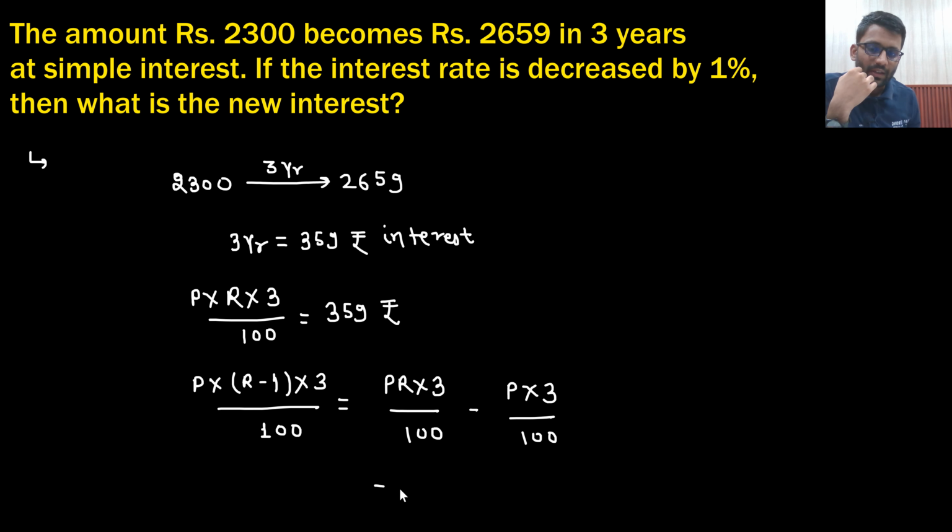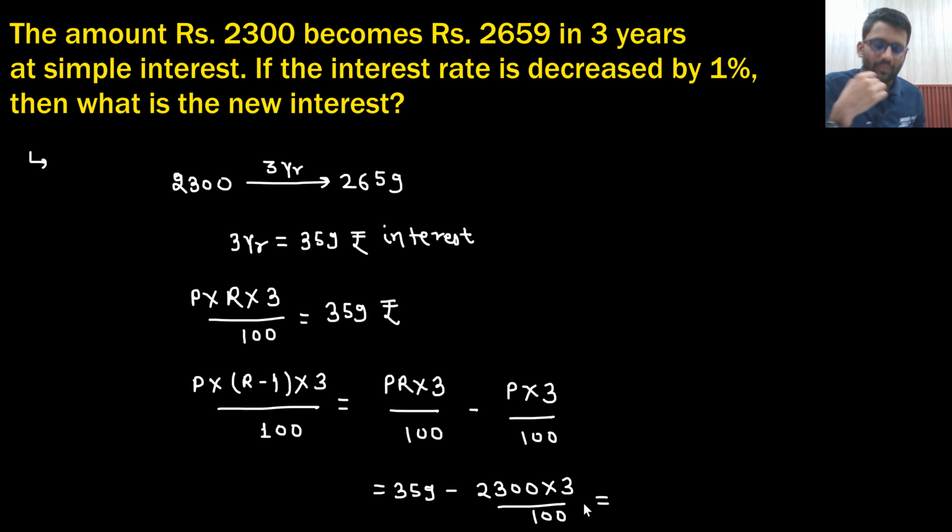So this I know, that is 359. And what is my principal amount? That is 2,300. So 2,300 and 3% of that is basically 69 rupees. So you would be paying me 290 rupees. This would be the new interest.